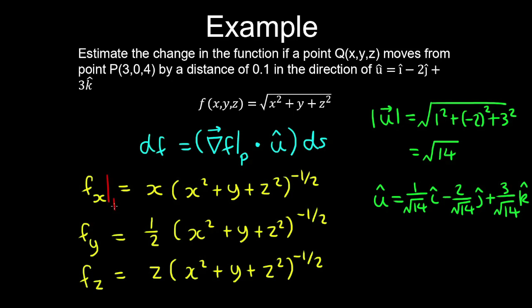And if we evaluate these at point P, and evaluating the expression in the brackets, we substitute for x, so that gives 9, y is 0, and z squared is 16. So here we have x, which is 3, on the square root of 25, or 5. And the partial of f with respect to y is 1/2 on root 25, which is 1 on 10. And this partial derivative evaluates to 4 on root 25, or 4 on 5.